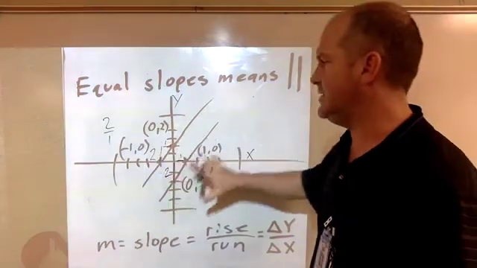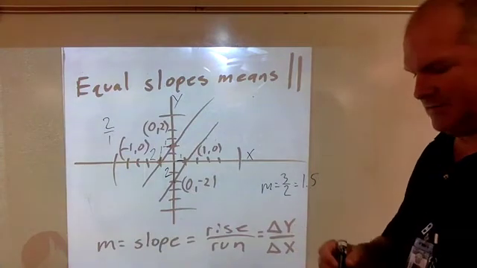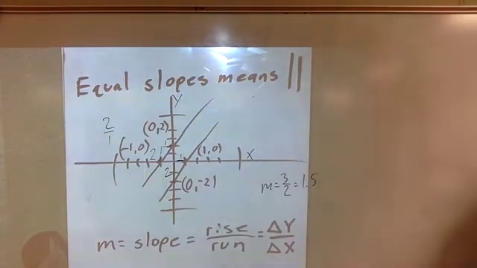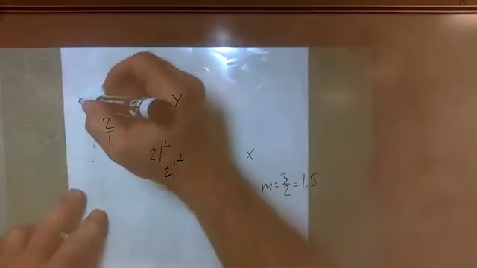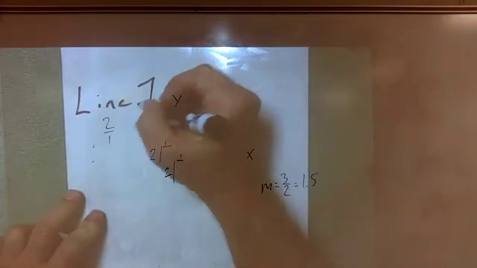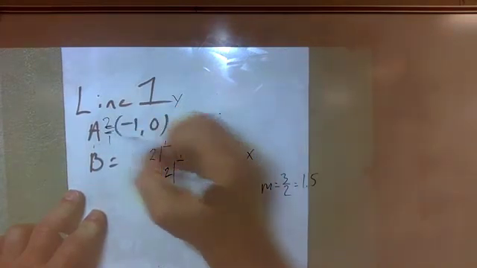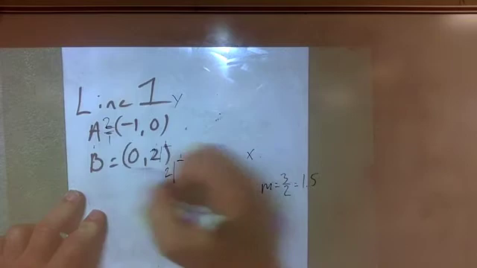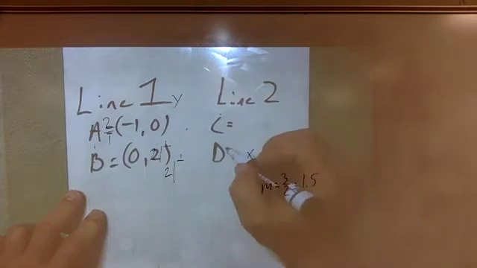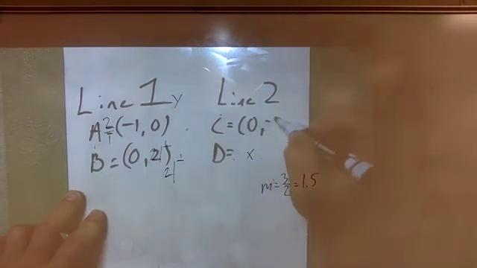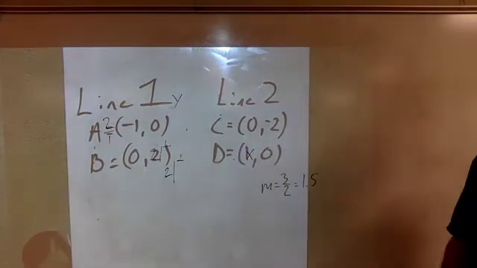Now, you're not always going to be given lines on a graph. Sometimes you'll just be given the points. So let me show you that. I'll use the same points. Let's just say line A, or line 1, they give you points A and B, and those are -1, 0, and 0, 2. And then line 2, points C and D, we'll call those 0, -2, and 1, 0. Okay, you may recognize these. These are the exact same points that I just gave you.